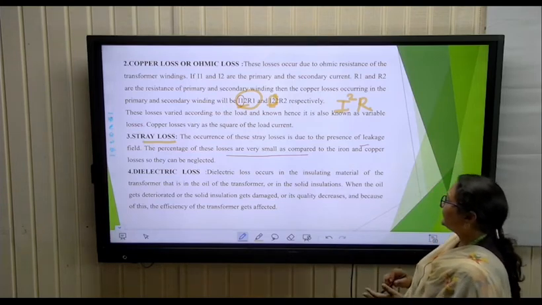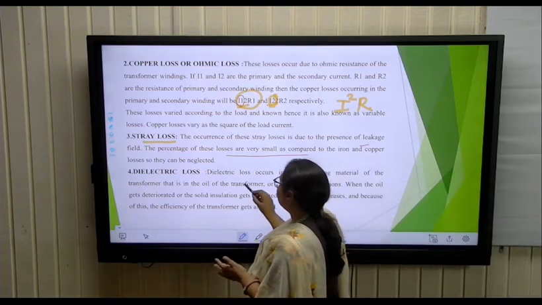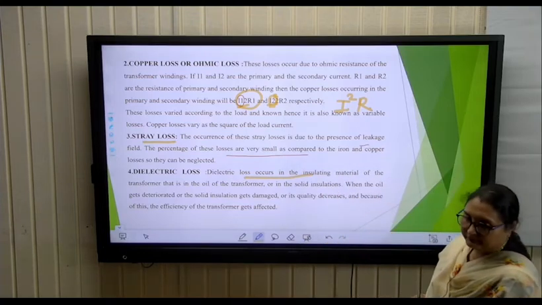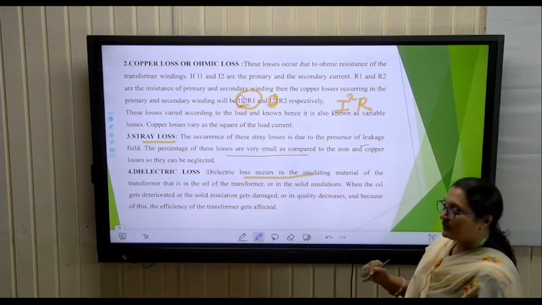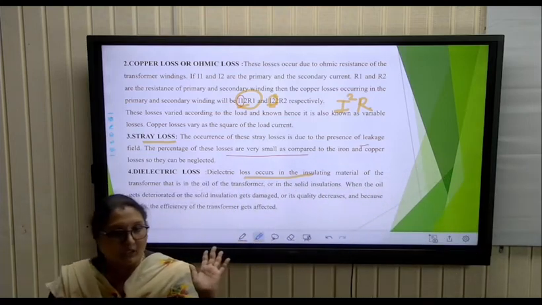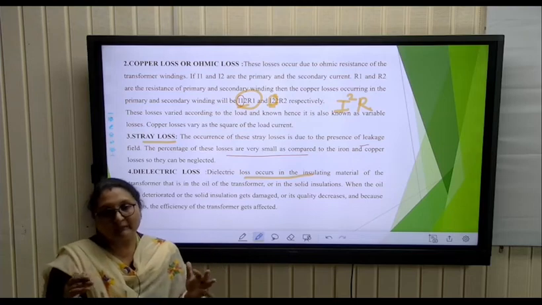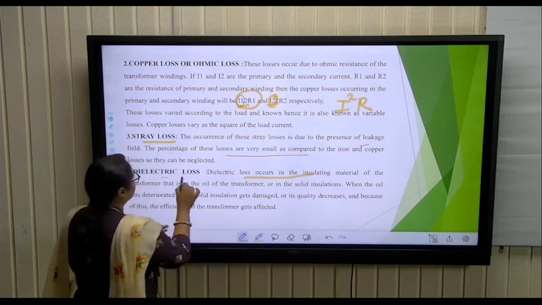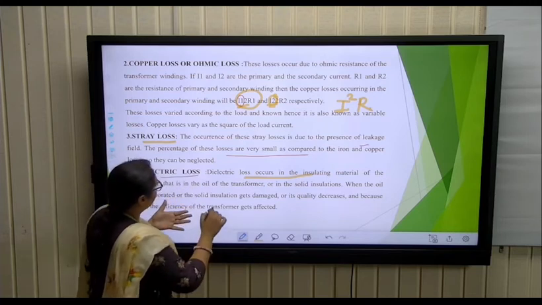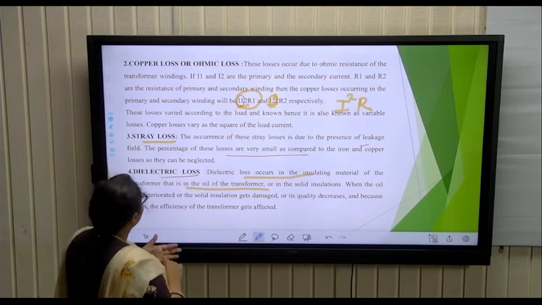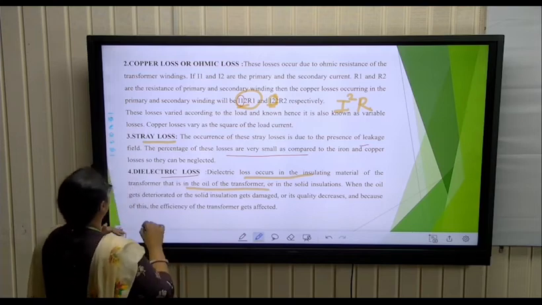The next one is the dielectric loss. The dielectric loss basically occurs in the insulating material of the transformer, that is, in the oil of the transformer. Later we will study the cooling arrangement also, since losses generate heat, and that is affected by the dielectric losses, because they occur in the transformer oil. Fine. So these are the losses which occur in the transformer.